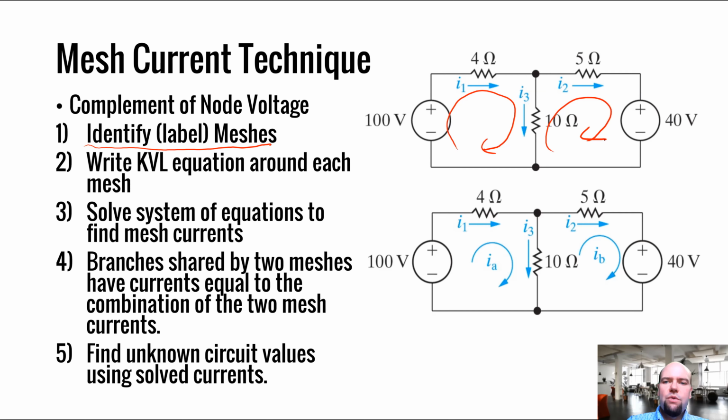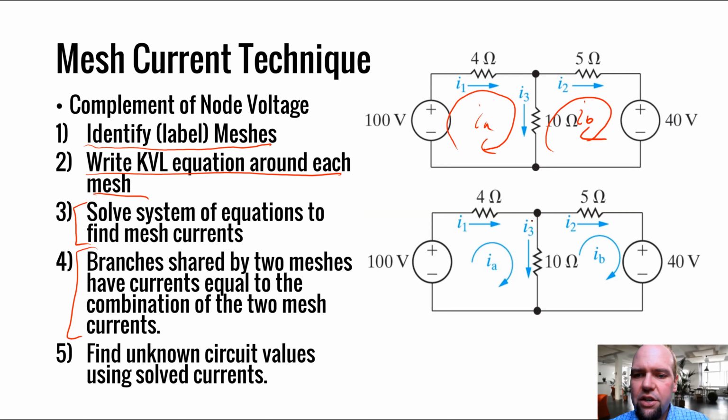Once we've identified those, we'll label them IA and IB, and again, we're just picking variable labels. Now we're going to write the Kirchhoff's voltage law equation around each one of these meshes. So we're going to go around each closed path, writing the sum of the voltage drops, and that should equal 0. That'll give us an equation for each one of these essential meshes. Then the next step is we solve this system of equations to find our mesh currents. Once we know our mesh currents, we can find the current through any branch in our circuit by noting that branches shared by two meshes have currents equal to the combination of the two meshes. What does that mean?